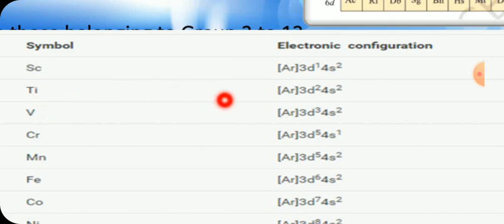Take titanium. Its electronic configuration is argon 4s2 3d2. These two electrons are valence electrons. The last electron enters into D orbital. Hence titanium belongs to D block.